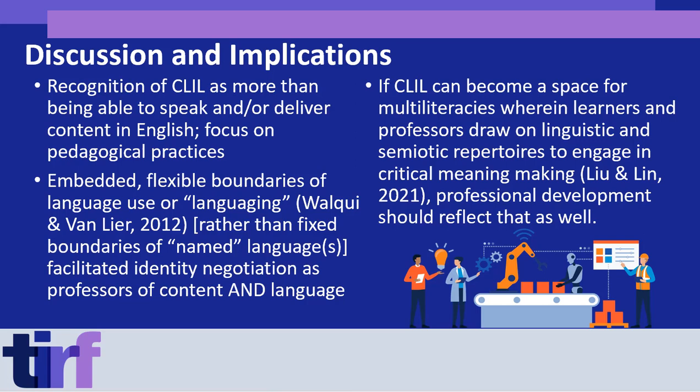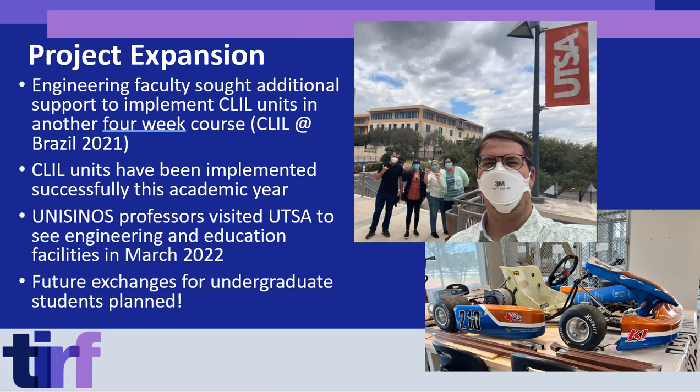So some discussion, as I mentioned, we arrived at the idea of recognition of CLIL as more than being able to speak or deliver content in English, but also a focus on how language is embedded in your pedagogical practices. We explored the flexible boundaries of language use, or languaging, rather than the fixed boundaries of named languages. And so I really think this helps support their identity negotiation as professors of content and language. One of my final conclusions in this chapter was that if CLIL can become a space for multiliteracies, where learners and professors can draw on their linguistic and semiotic repertoires to engage in critical meaning making, then professional development should reflect that as well.